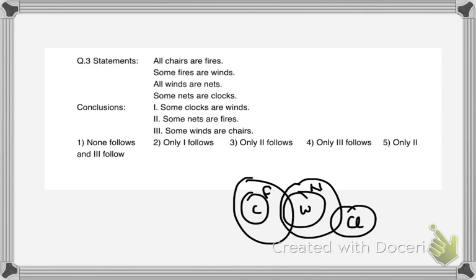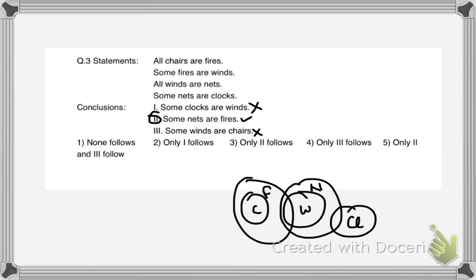This conclusion one is not coming out right in my diagram, that means conclusion one is false. Now the second statement says that some nets are fires. Some nets are fires. This is coming out true. So I take it, means I keep it aside. Now the third statement says that some winds are chairs. Some winds are chairs. Now this is also not coming out right, that means this is also false. Now I consider this thing, that is some nets are fires.